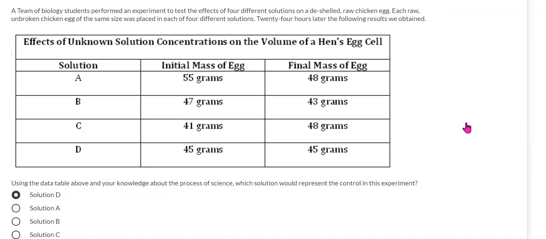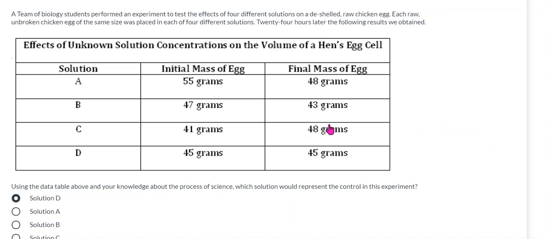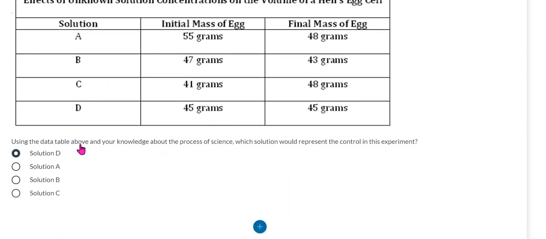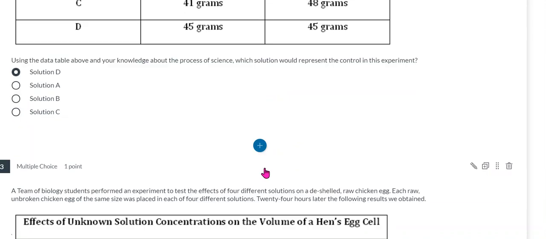All right, so here we're back to question number 12. We have four solutions, with an initial mass of the egg and a final mass of the egg. The question is asking, using the data table above and your knowledge about the process of science, which solution would represent the control of the experiment? The correct answer is D, because you see there is no change in the mass, so it's supposed to be some type of control solution.